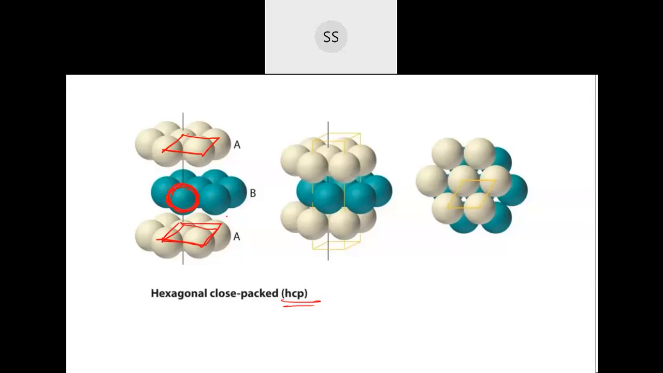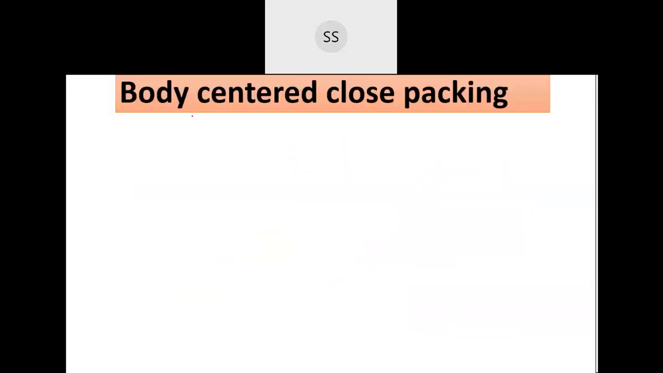What type of unit cell is this? If you have 4 below and 4 above and one in the center, what kind of unit cell is this? I want you all to answer. See, this is how it will look. So there is one more kind of unit cell which is created. 4 down, 4 above and 1 in the center. Yes, very good. Correct. Body-centered unit cell. So there is another body-centered unit cell also, which comes when you do this three-dimensional close packing.